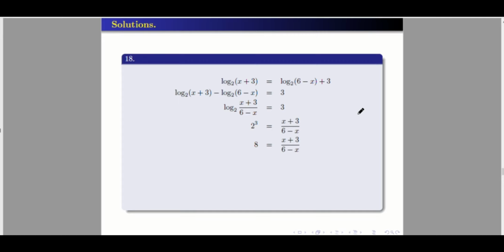And then multiply both sides by 6 minus x so that we can cancel 6 minus x. Okay, multiply both sides by 6 minus x. So cancel, cancel, and this also 6 minus x. So that's why we have this. So distribute, we have 48 minus 8x equals x plus 3. Then I can transpose 8x to the other side, so positive 8x, and 3 to the other side, negative 3. You have 9x. So therefore, x is equal to 5.